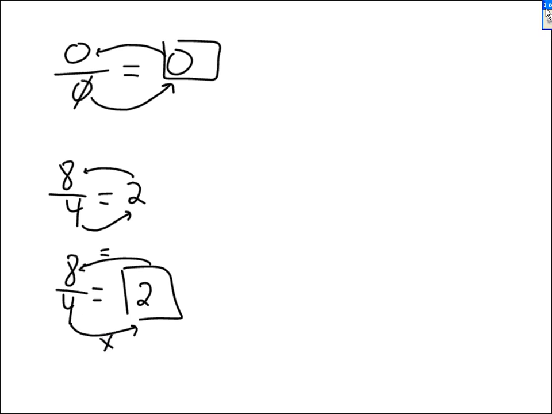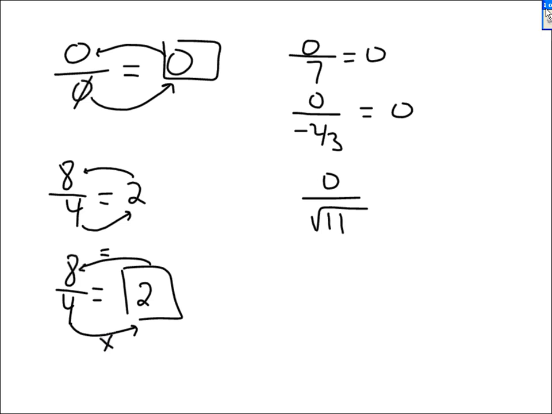Okay, so 0 over not 0. 0 over 7 is 0. 0 divided by negative 2/3 is 0. 0 divided by the square root of 11 is 0. So long as the bottom number is a number and it's not 0. 0 divided by 0.00314, that's 0. You need to know that, and most of you do.